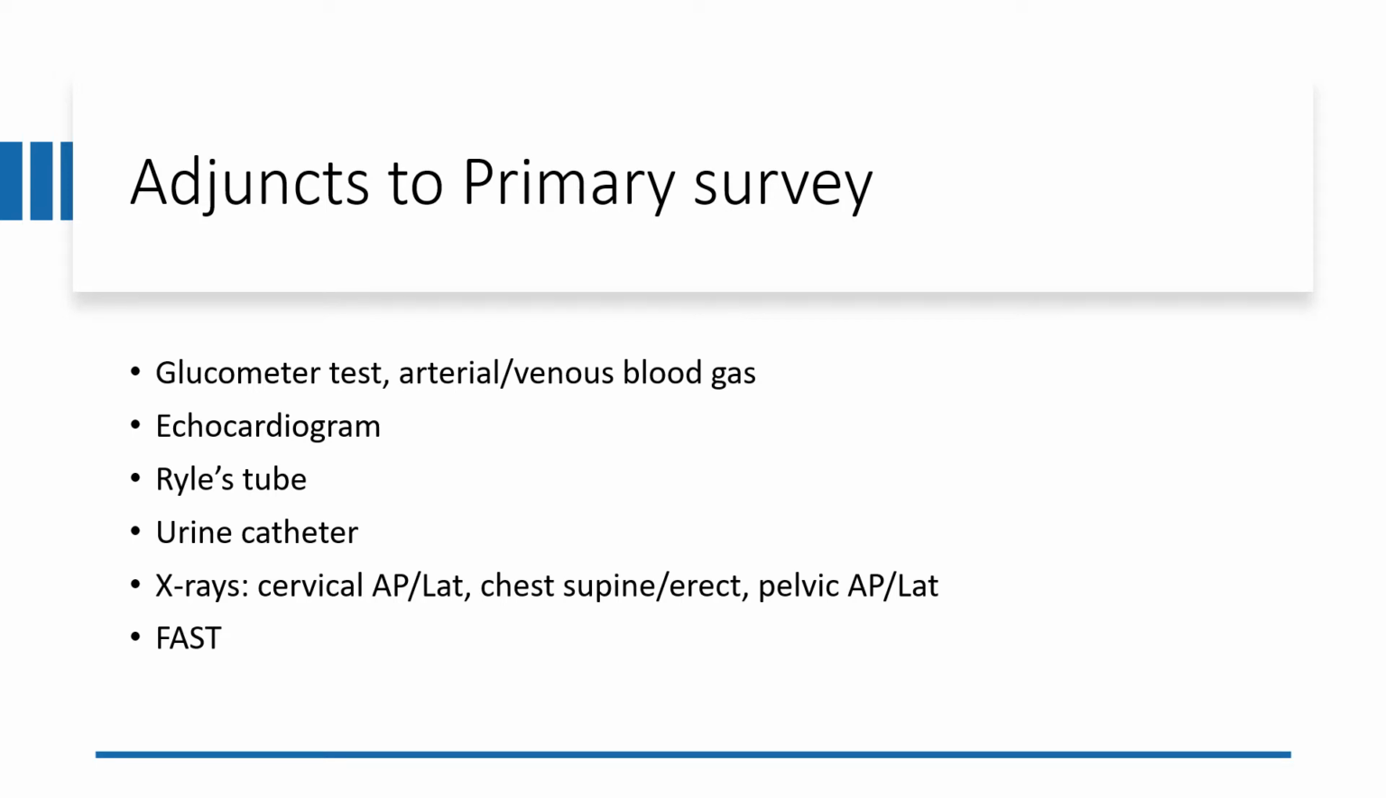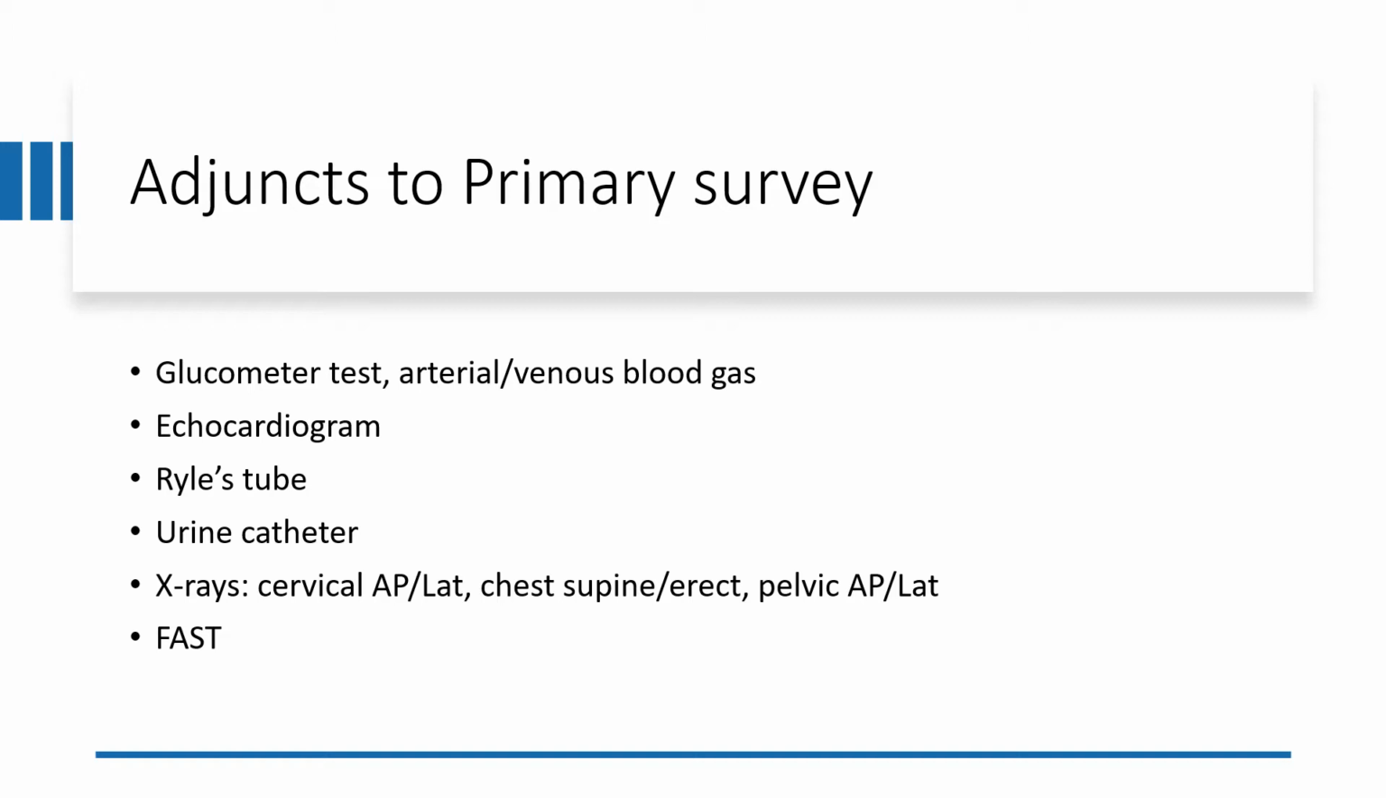And if needed, you put a gastric tube and also a urine catheter, and you ask for X-rays, which are cervical lateral, chest erect or supine. It depends on the patient whether the patient can stand, or if the patient cannot stand, then the patient has to lie down, and then the view must be supine, and also pelvic AP.